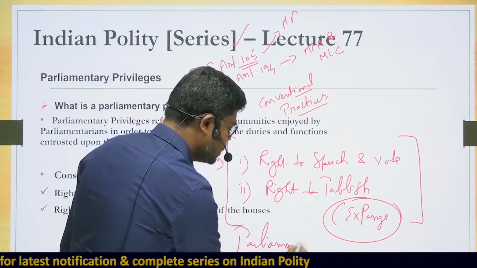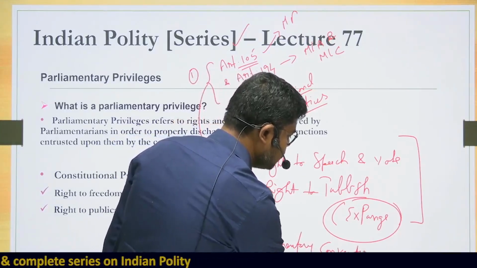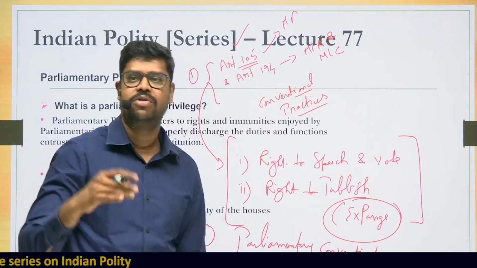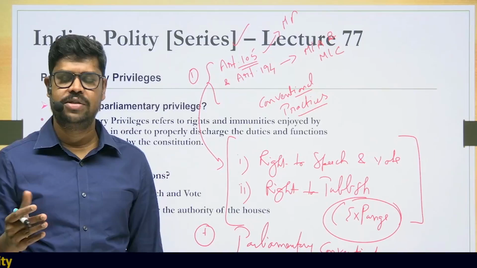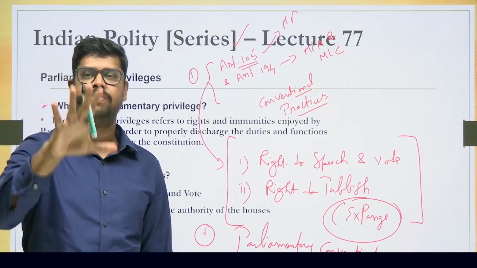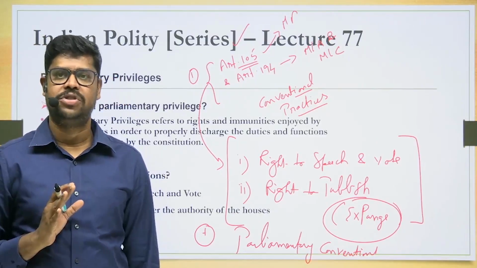So if you sum up all those things, what are the privileges exercised by the members of the parliament, or what are the sources of these parliamentary privileges? If you see the sources of these parliamentary privileges, they include those that are mentioned in the constitution and those which are practiced as parliamentary conventions.